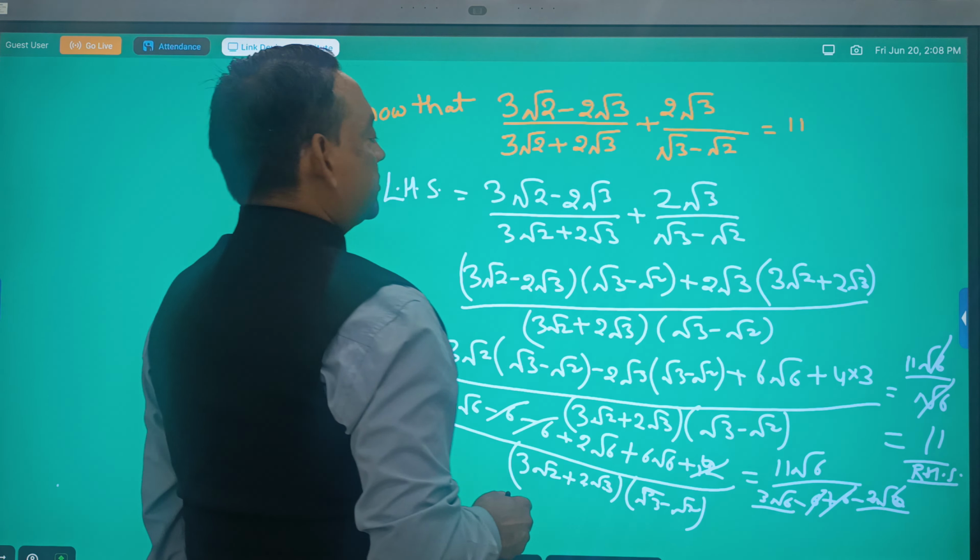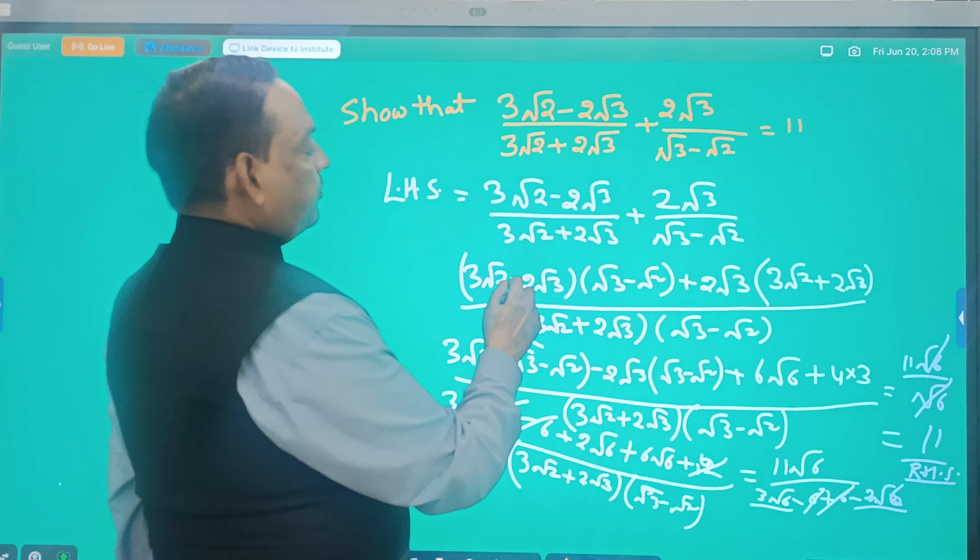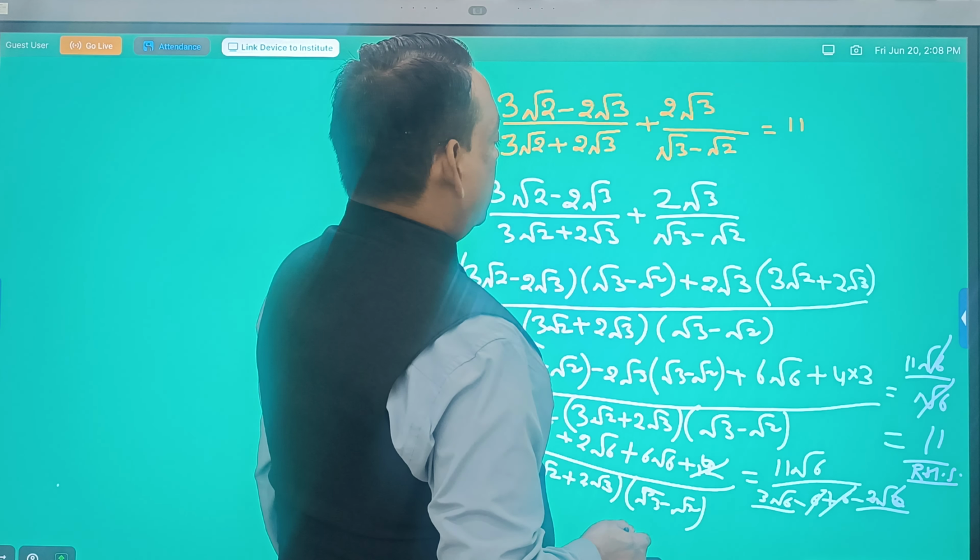So in this type of sum, you have to go with proper concentration. If somewhere you make a mistake with plus or minus, then the whole answer will go wrong.